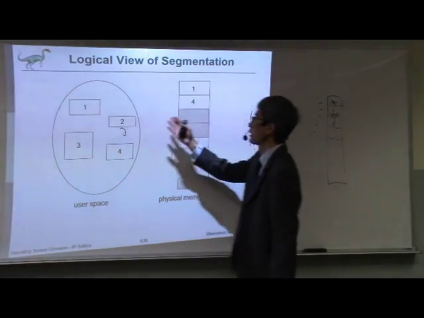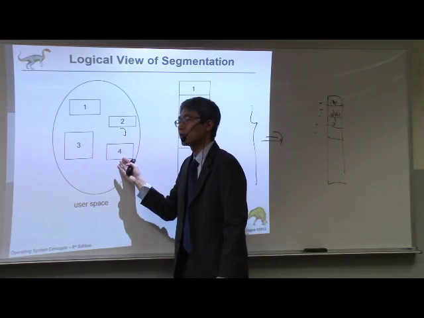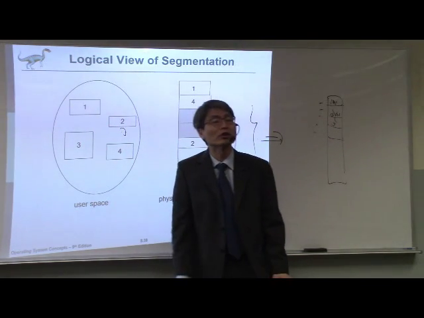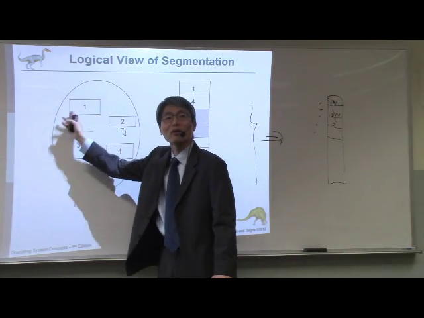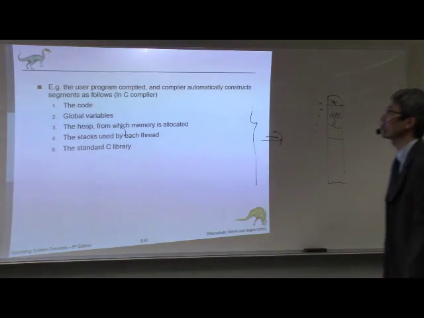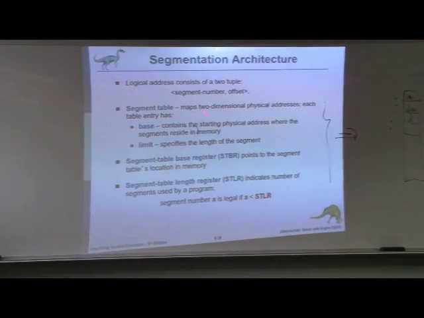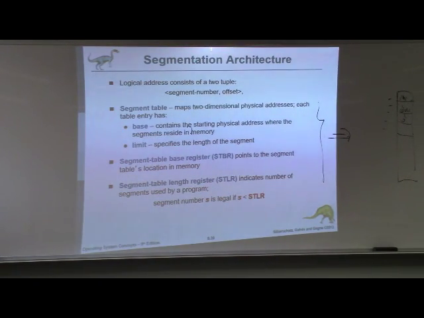However, here they are not contiguous. It's segment by segment. So we need to manage the address of each segment, using a segment table. So instead of just the memory management unit, MMU, we are going to manage the segment table.